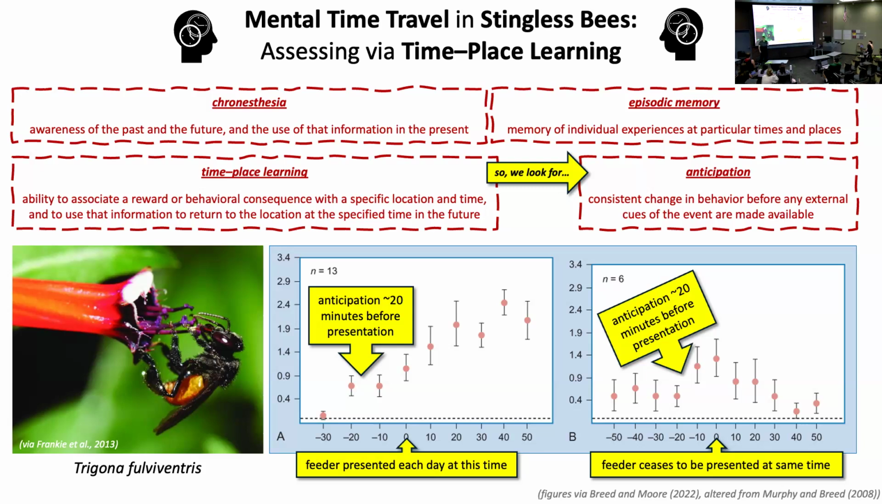And if we buy that time-place learning is a form of mental time travel, then that suggests that these stingless bees, either collectively or as individuals, are actually able to say, every day at noon there's food, so I'm going to be ready before noon. I'm going to predict that tomorrow at 11:40 I better be there because the food is going to show up at noon. So I think that's kind of interesting. And you might say, why would a bee need time-place learning? Well, you can, oh yeah, go ahead.